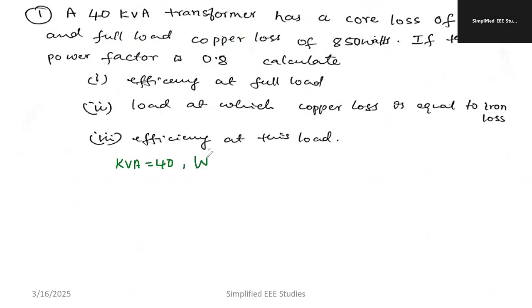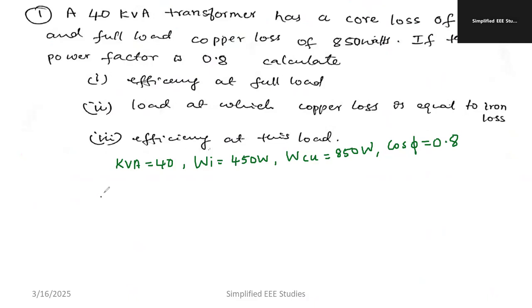Let me write it. Core loss, that is equal to iron loss. We can write 450 watts. It is very clear. Also, the full load copper loss, let me write WCU, that is equal to how much? It is 850 watts. If the load power factor is equal to 0.8, calculate the efficiency at the full load.